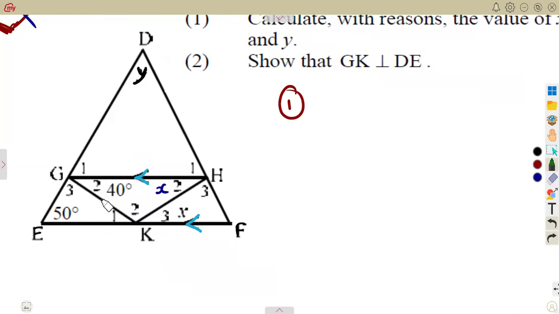All right, we have got a 40 degrees. Is there anything that we can use from these 40 degrees? That is what you have to ask yourself. There's nothing. Just leave it like that. What about the 50 degrees?